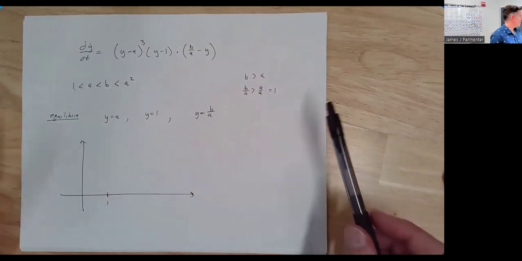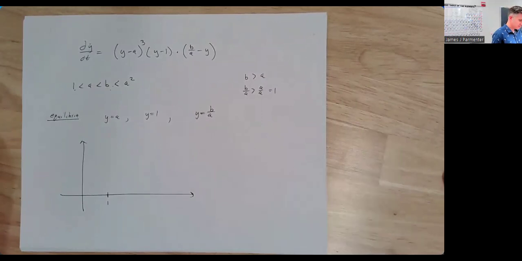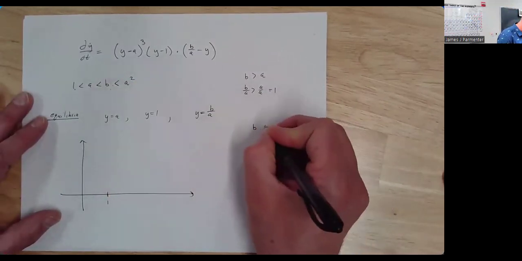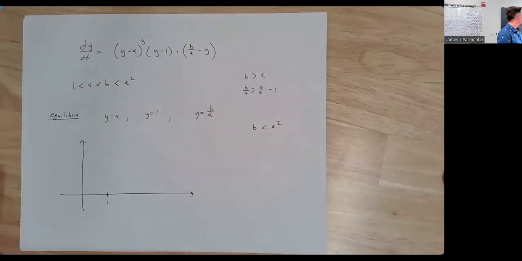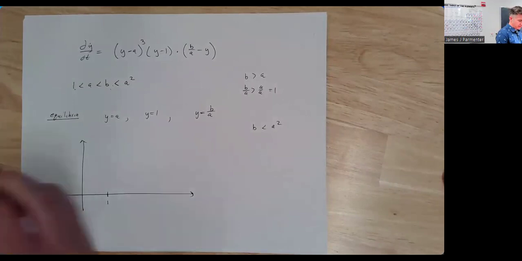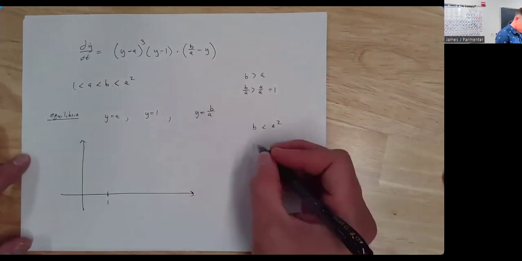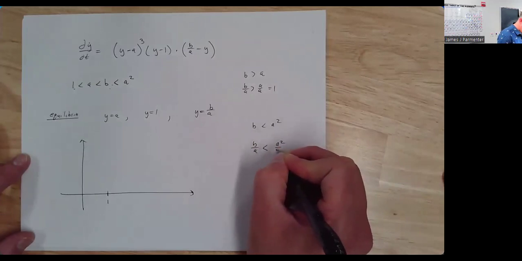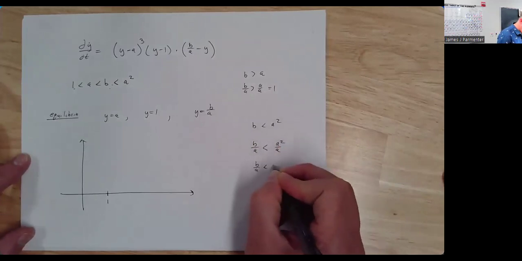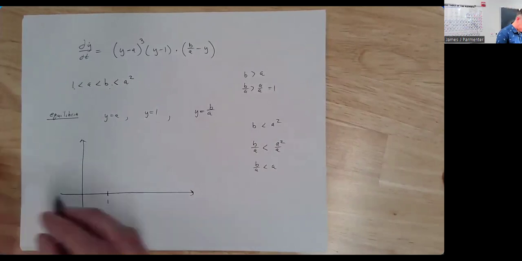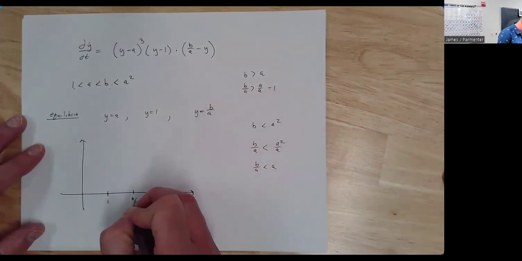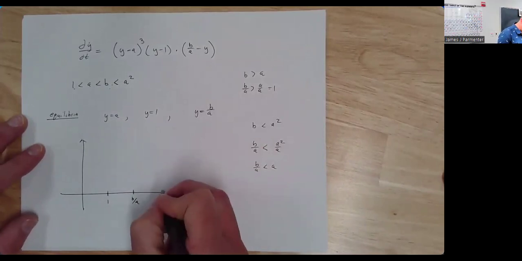What's the next smallest? Well, we know that b is less than a squared. If I divide both sides by a, because I'm trying to see what b divided by a is, b divided by a is smaller than a squared divided by a. So b divided by a is smaller than a. So b divided by a, which is still bigger than 1, is the next thing. And finally, the biggest thing is a.